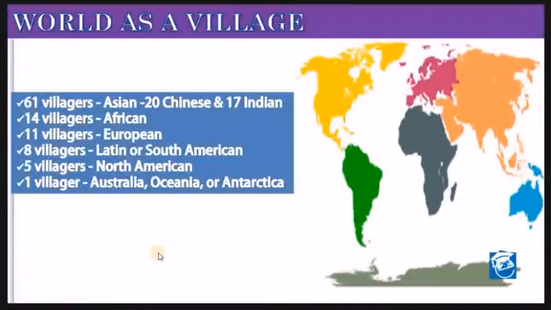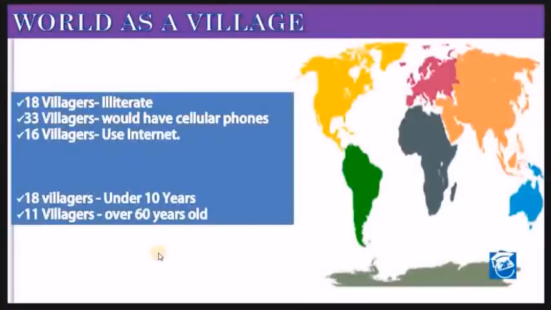Out of 100 villagers, 18 would be illiterate, 33 would have a cellular phone, 16 would be using the internet, 18 would be under the age of 10 years, and 11 would be over the age of 60 years. So this is the demographic pattern that you would find of the world if you could imagine it to be a village of 100 people.